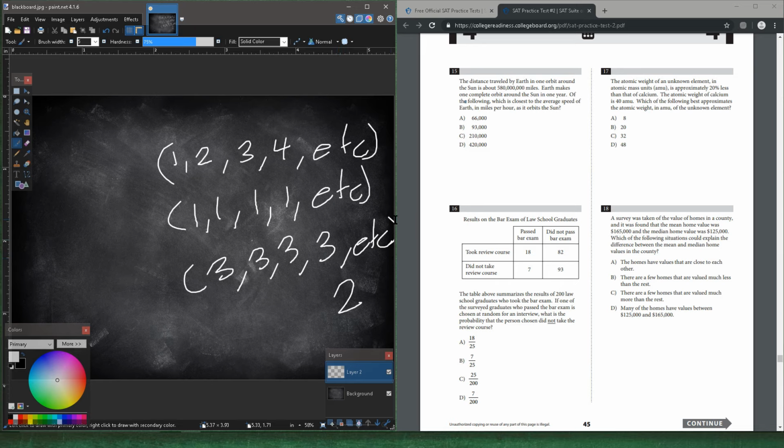Many of the homes have values between $125,000 and $65,000. This is not true because the median is 125,000, so there would be even some numbers lower than that. It says many of it. We don't know it's many of it because the mean doesn't really tell us a number.